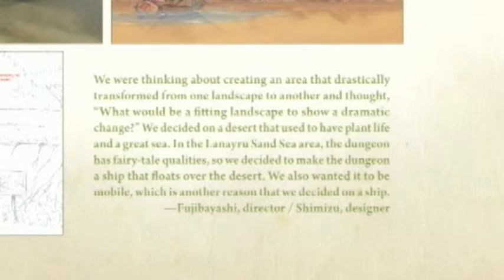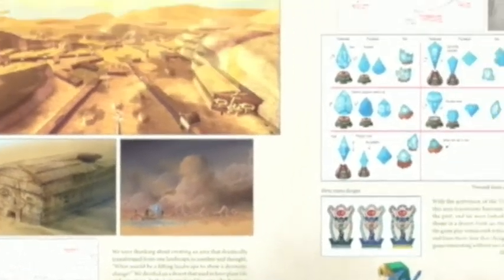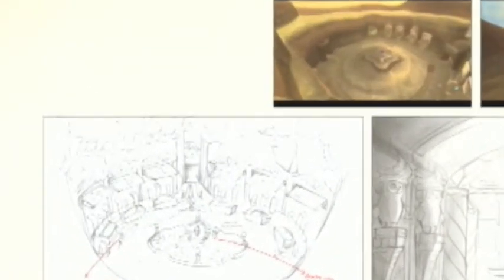We were thinking about creating an area that was drastically transformed from one landscape to another, and thought, what would be a fitting landscape to show dramatic change? We decided on a desert that used to have plant life and a great sea. In the Lanairu Sand Sea area, the dungeon has fairy tale qualities. So we decided to make the dungeon a ship that floats over the desert. We also wanted it to be mobile, which is another reason that we decided on a ship. Fujibayashi, director. Shimizu, designer.